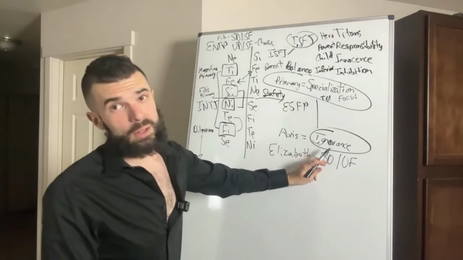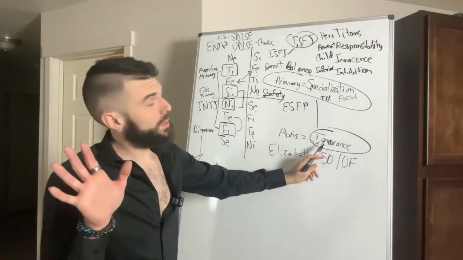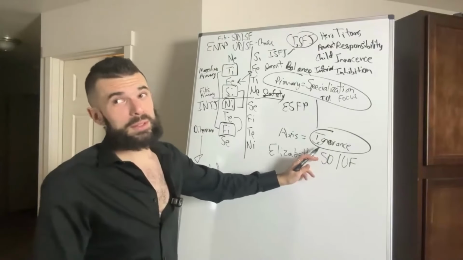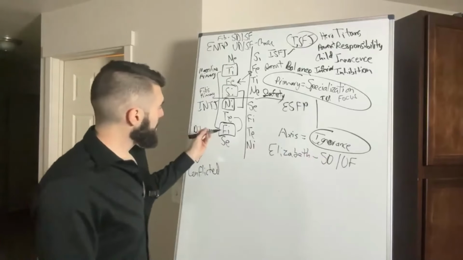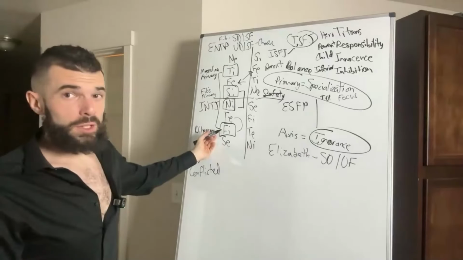Apparently, we can't call it the ignorant function. According to Dougo, we can't do it, so we're probably not going to do it. So whatever. But this introverted feeling function is not specialized.